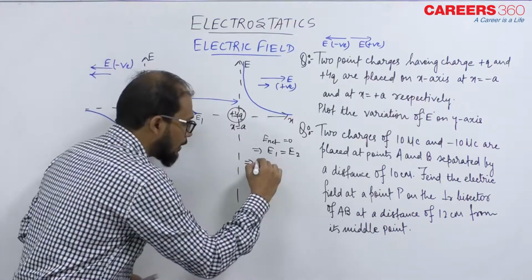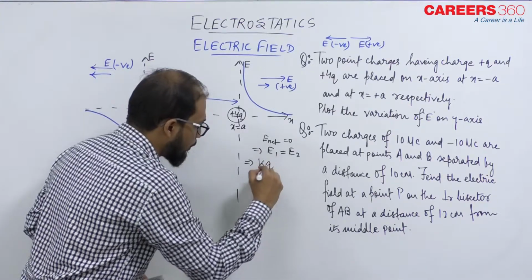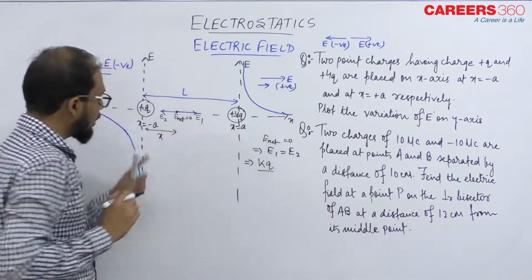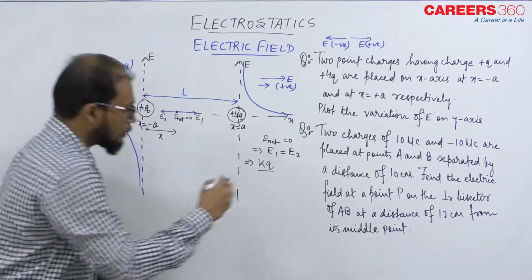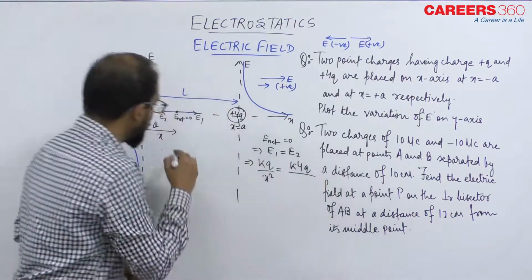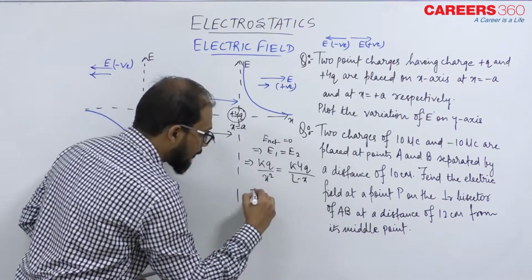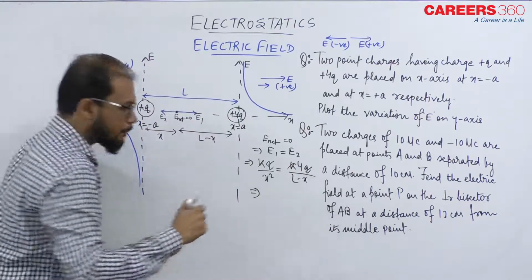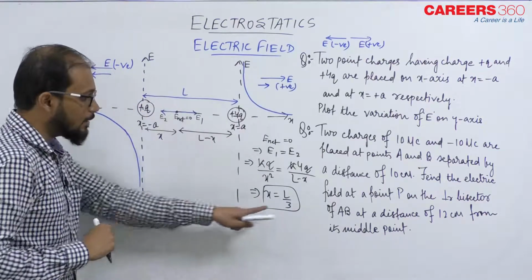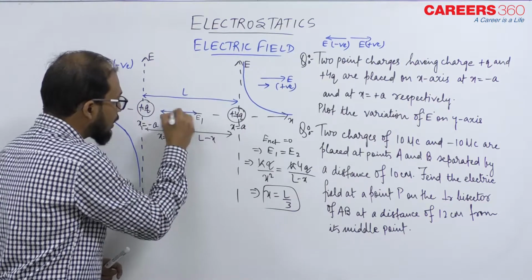And for E1 we can write k into q upon x squared, where let this distance from the point of plus q be x, that is equal to k into 4q upon the distance L minus x, whole squared. When we solve this equation, the value of x comes out to be L by 3. We have seen this in the previous lecture. So at a distance of x equal to L by 3, the electric field will be 0.